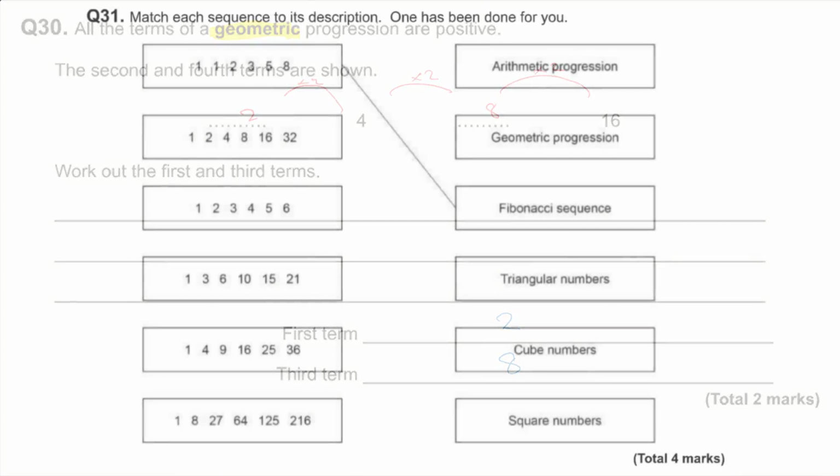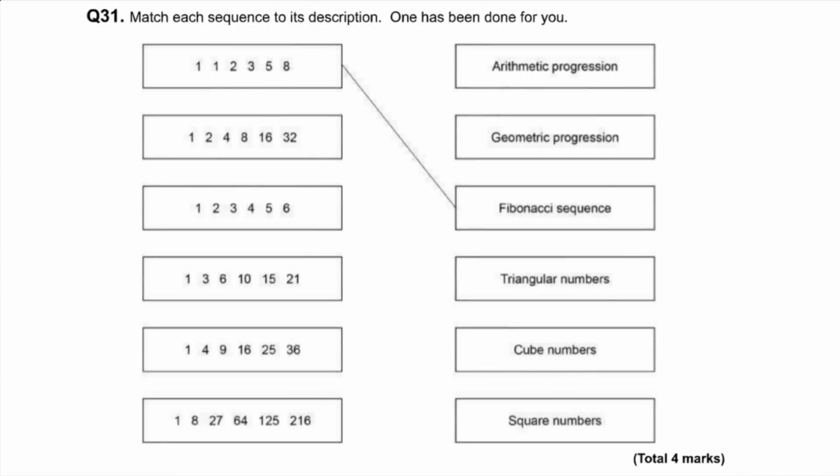Question 31, match each sequence to its description. So 1, 1, 2, 3, 5, 8, that's the classic Fibonacci sequence.